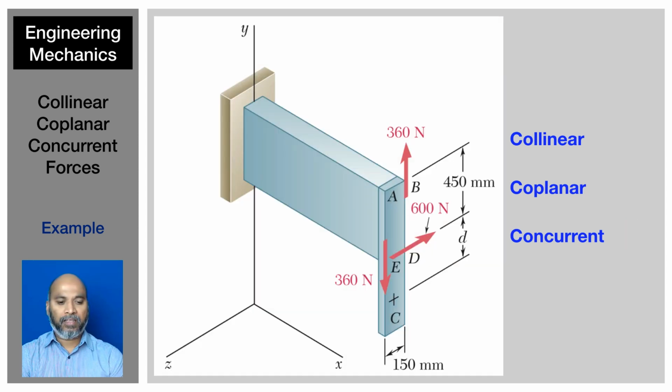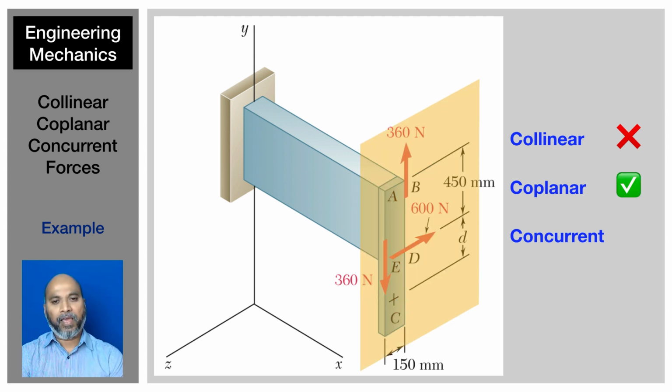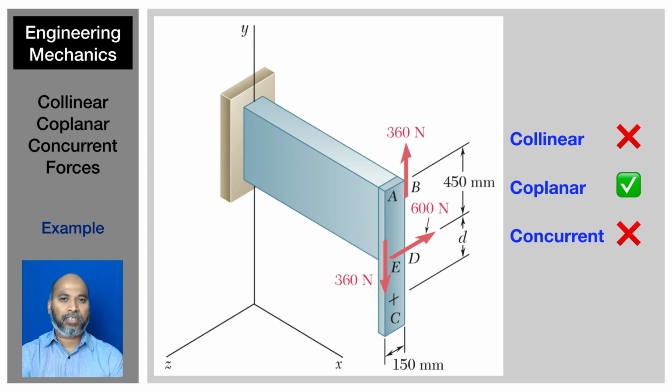Okay, let's take another example. In this example, are they collinear? Do they share the same line of action? Of course not. Are they coplanar? Let us ask this question. Is that the plane? Yes. So they are coplanar. Are they concurrent? Do the lines of action intersect at a single point? No.